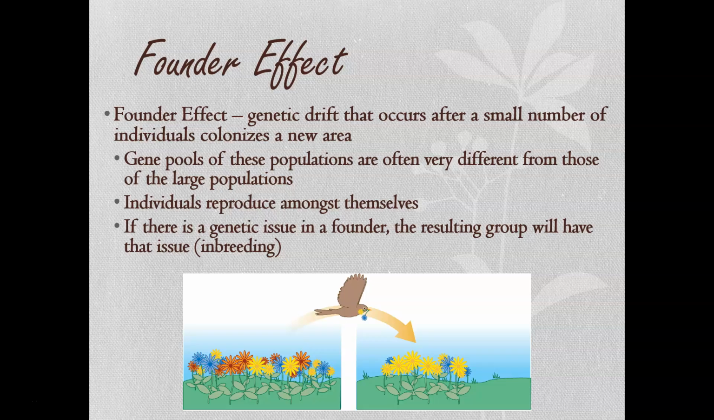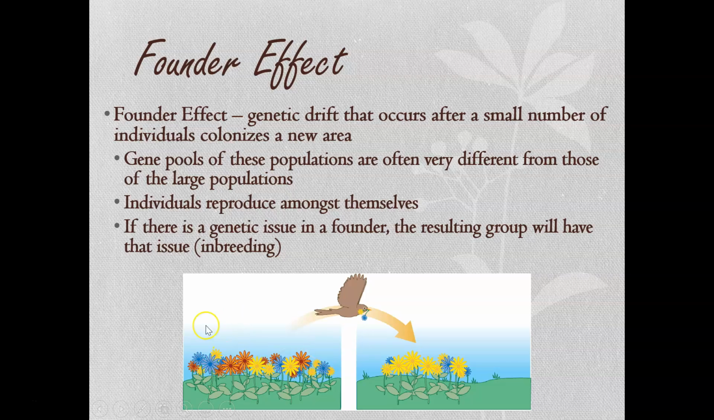So genetic drift that occurs after a small number of individuals colonizes some new area. Once again, the gene pool of that new population is dramatically reduced. The genetic diversity is reduced. It doesn't necessarily represent the original population in terms of the genetic diversity that was present. And this is often where we see additional issues with inbreeding.